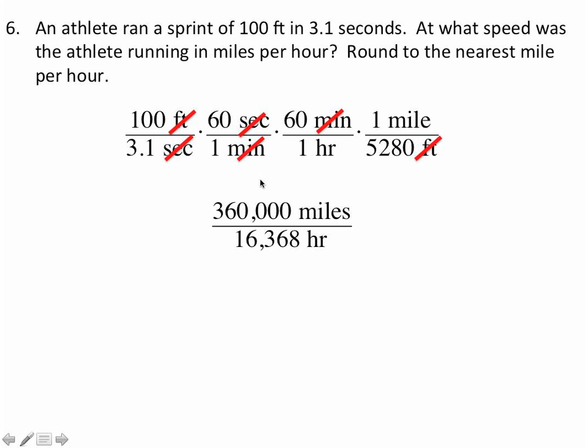So if you go across the top, 360,000 miles, and on the bottom, 3.1 times 1 times 1 times 5,280 would give me 16,368 hours. Okay? And then if you just divide it, you'll get miles per hour, which is about 21.99 or 22 miles per hour. Okay? So it's all about setting up those conversion factors and then just using your calculator to help you go across the top, across the bottom, and then divide it.